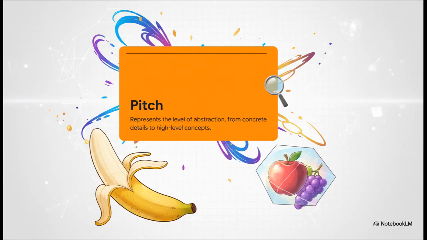And the third and final piece of the puzzle is pitch. This one's really cool. It basically sets the level of abstraction, kind of like a conceptual zoom lens. So, are we talking about something super concrete and detailed, like the specific texture of a banana peel? Or are we zoomed way out, talking about the abstract idea of fruit? Pitch is what lets the model see the forest and the trees at the same time.